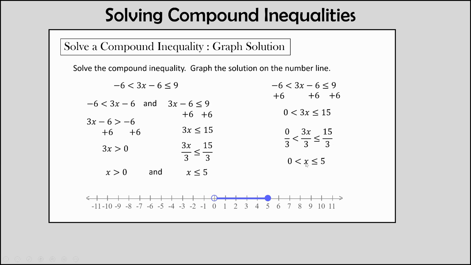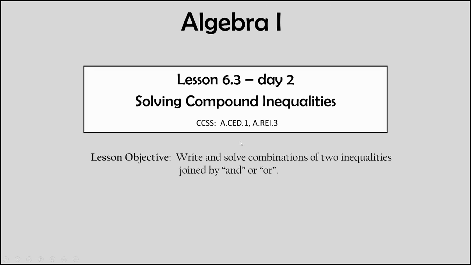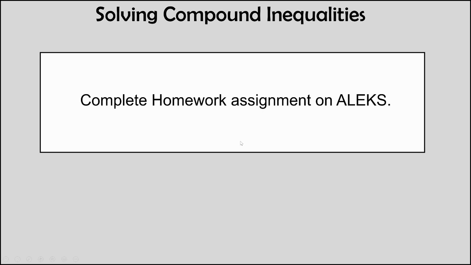Over here, read it from the inside out. X is greater than 0 this way. X is less than or equal to 5 this way. Same graph. So you can do it either way. I thought you'd like to see that. All right, so that's what we're working at right now.